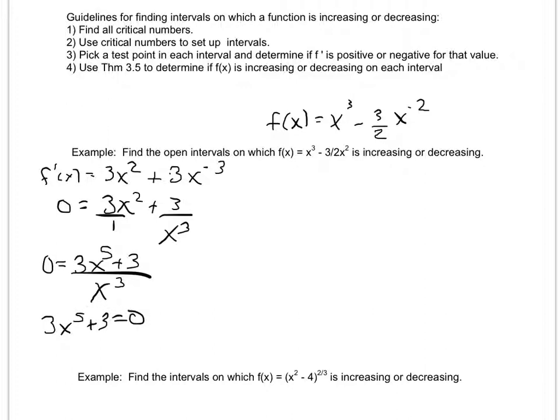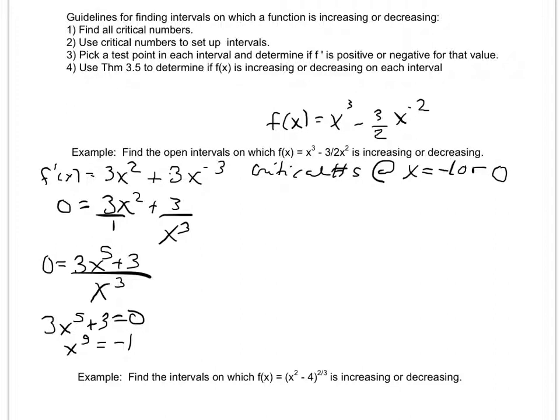If I set my numerator equal to 0, that will tell me where my fraction is equal to 0. So I'm going to subtract 3 and divide by 3 at the same time, and I get x to the 5th equals negative 1. If I take the 5th root of both sides, the only number that times itself 5 times gives me negative 1 is negative 1. So I get critical numbers at x equals negative 1, or since 0 would make my derivative undefined, and I'm looking for critical numbers at places where my derivative is 0 or undefined, I'm also going to say negative 1 or 0.